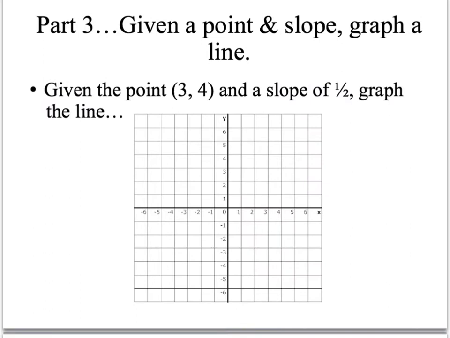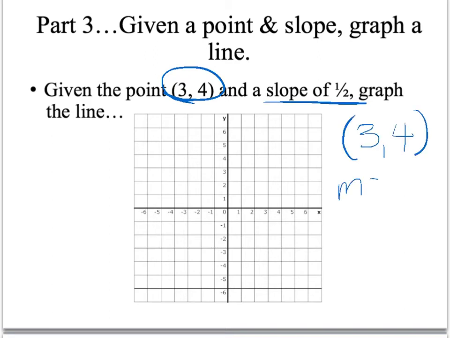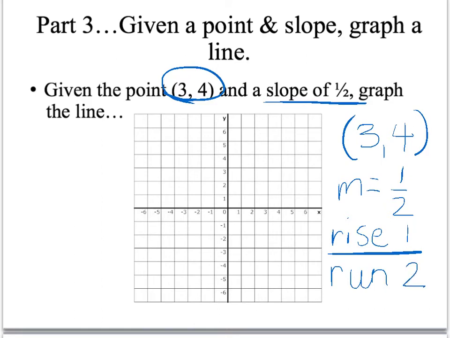Part 3, given a point and a slope, graph a line. Another review from the other day. Given the point 3, 4, and a slope of 1/2. So we have the point 3, 4, and m equals 1/2. That means we're rising 1 and we are running 2 spaces. So let's graph the line.